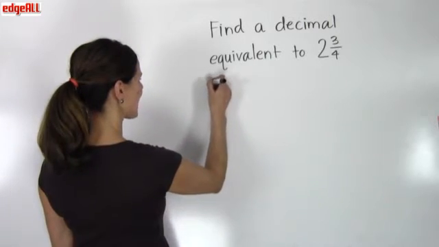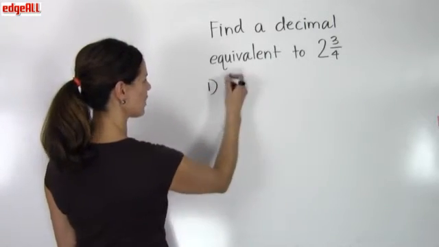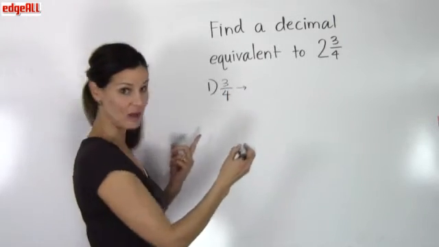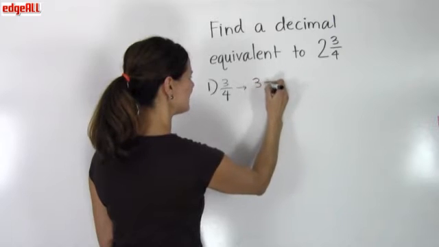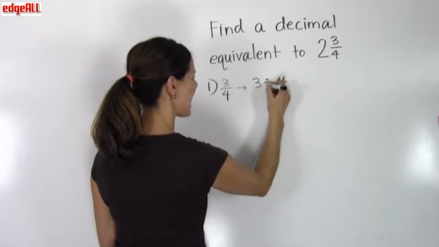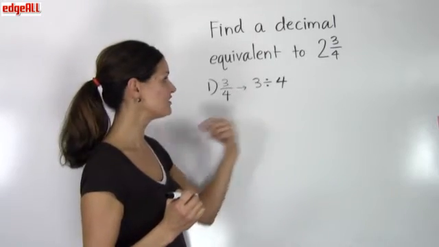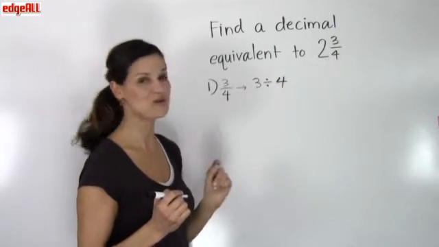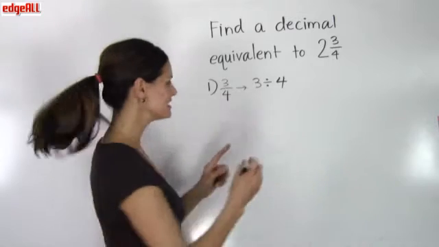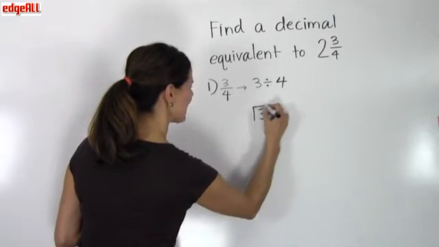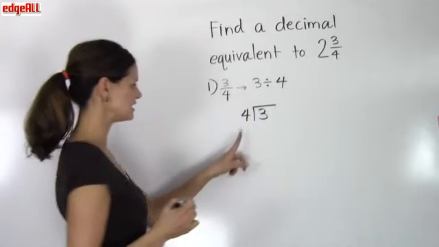The first way is that we can take the 3/4 and look at it as a division problem of 3 divided by 4. We can do the division, and the answer to our division problem is going to be the equivalent of 3/4. So let's look at what happens when we do 3 divided by 4 using our long division.